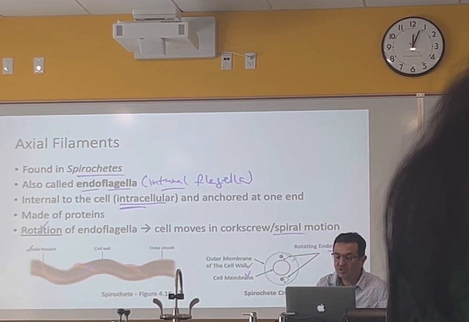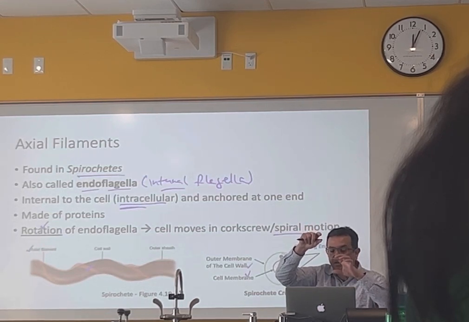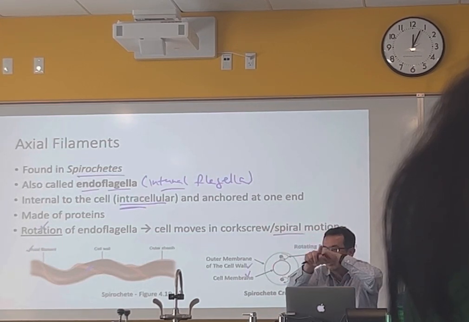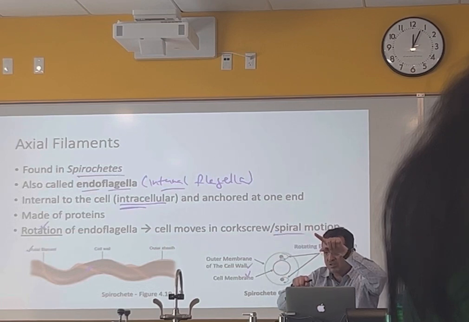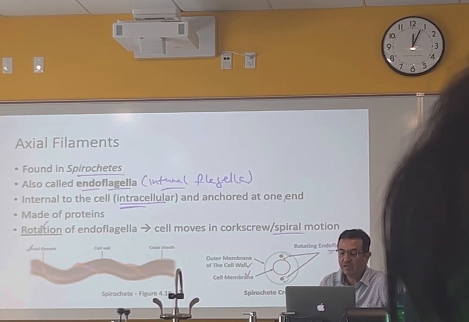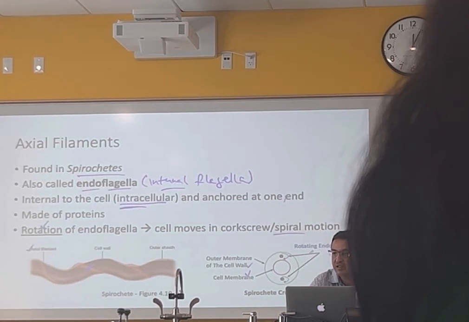And there's several of them. Here I drew two of them, and they all spin in the same direction. Here they happen to be both clockwise, so it's going to cause the entire cell to spiral in one direction. They either all spiral in a clockwise or counterclockwise direction, depending on how the endoflagella is rotating. But again, that's where you find it. This is not an external structure. It's found inside the bacterium, between the cell wall and the cell membrane.